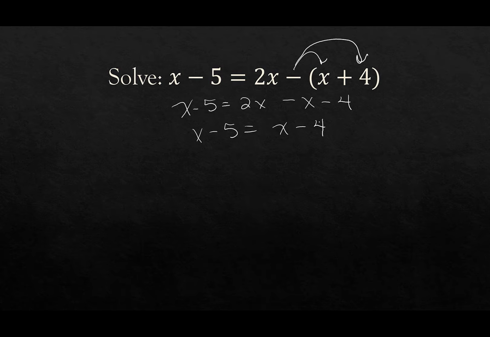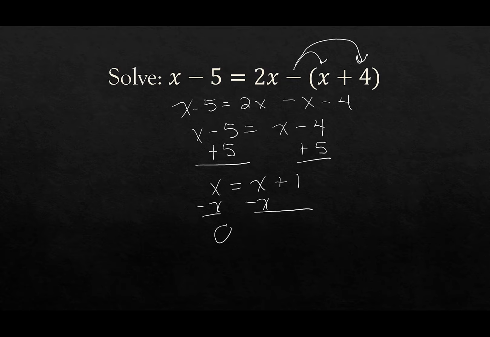At this point, I've simplified the right side, so now I can move things back and forth. So let's say I move that 5 to the right. Now I have x is equal to x plus 1. Our problem comes when I try to move the x's together. So I move this x on the right over to the left, so I'm subtracting it. x minus x is 0, and on the right side I have 1.